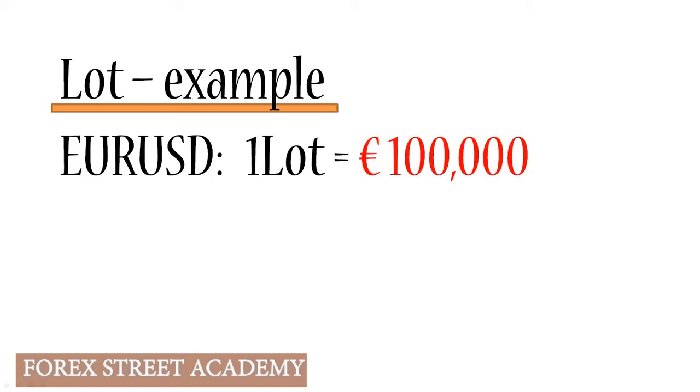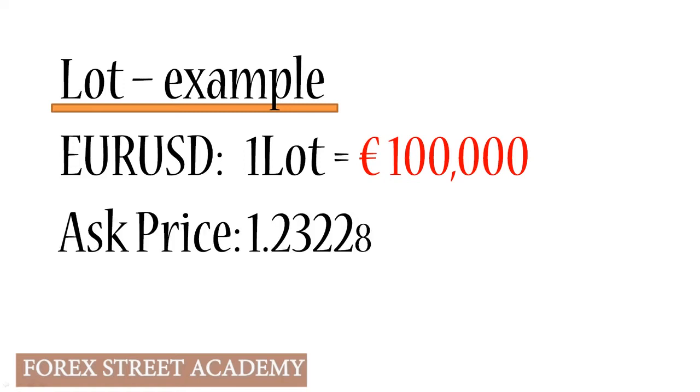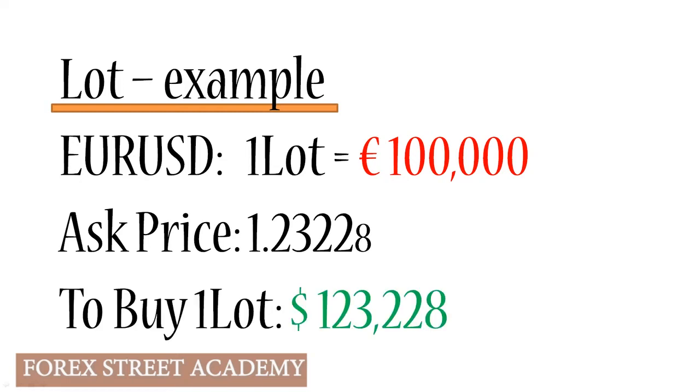So let's have a look at an example. For instance, you want to trade the euro dollar, and you want to conduct a buy transaction with the volume of 1 lot. That means that you will be buying 100,000 euros in that one transaction. The ask price with your broker is currently 1.23228, and that means that in order to buy 1 lot of euro US dollar, you need 123,228 American dollars on your account. So obviously this number is astronomical, and when we come to trade the forex market, we don't have such money. How can we still trade the forex market? Well, we'll find out about that when we talk about leverage.